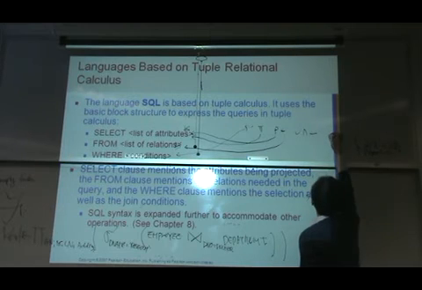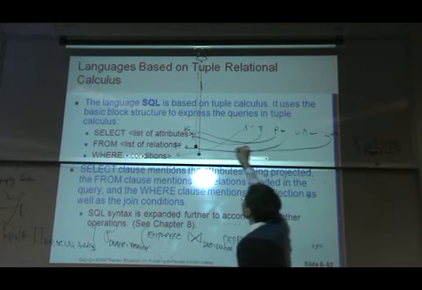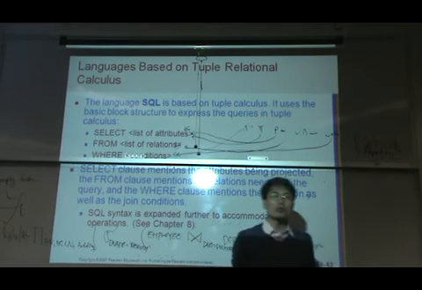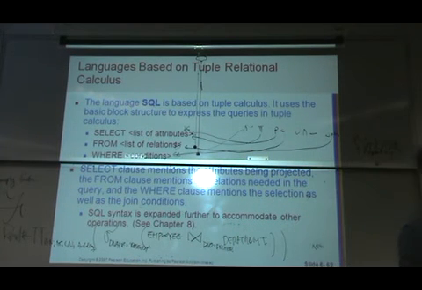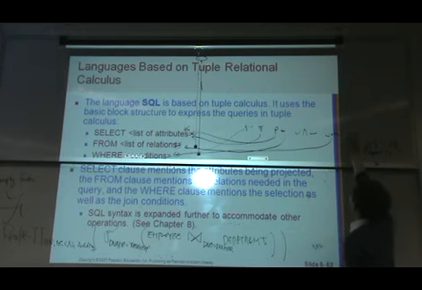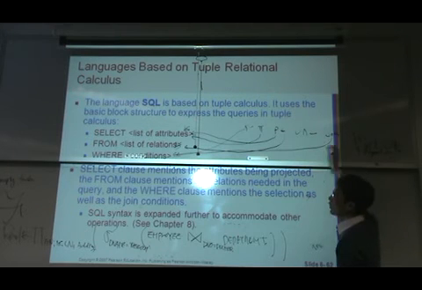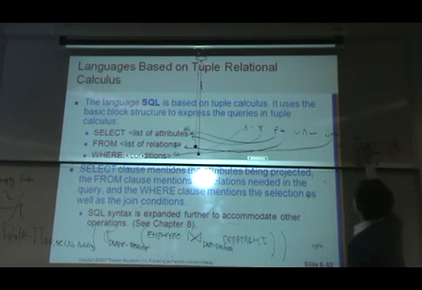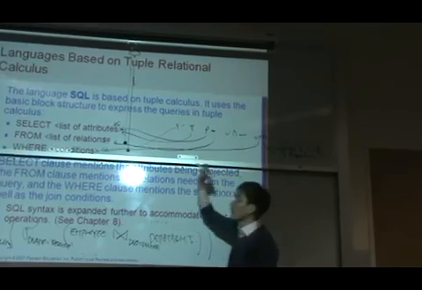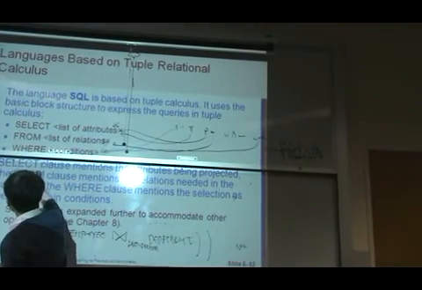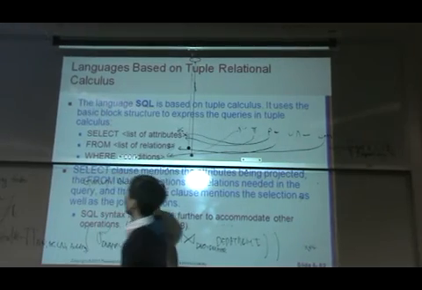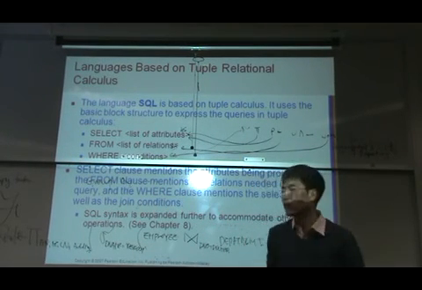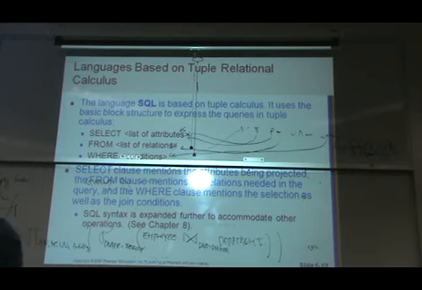And what about the join? Join is implemented in the where condition. So in the where condition, there are two kinds of condition. One is the selection condition, another one is the join condition. And any types of join can be expressed. Aggregate functions come with additional group by clauses. So we will learn such things in SQL chapters 4 and 5.